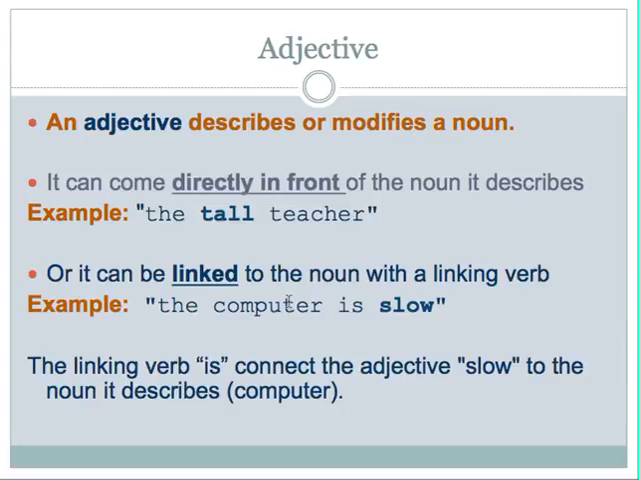or it can be linked to the noun with a linking verb. In this case, the computer is slow. The linking verb is connects the adjective slow to the noun that it describes, the computer.